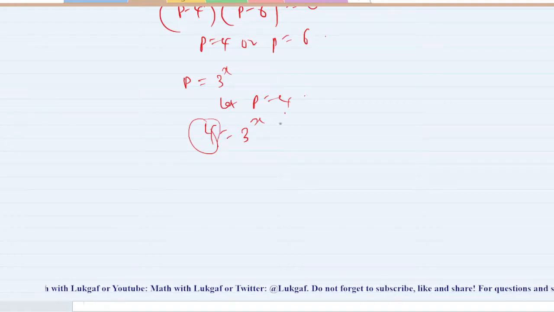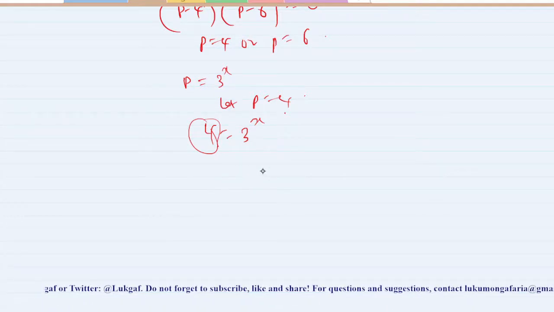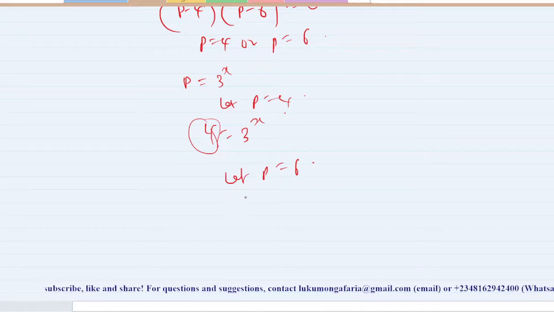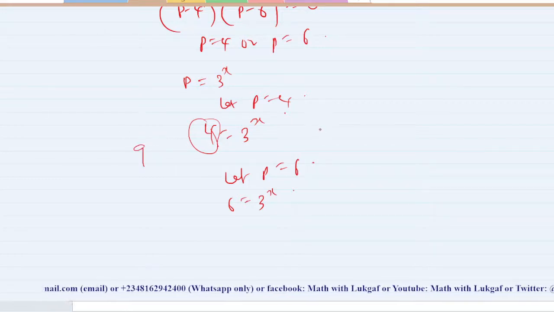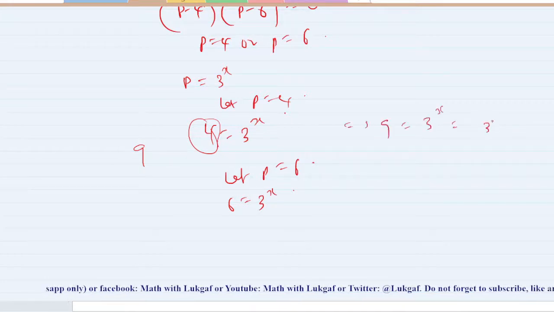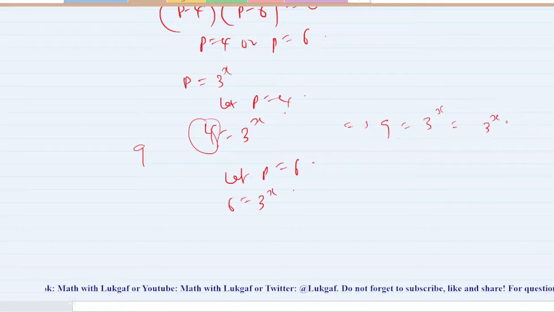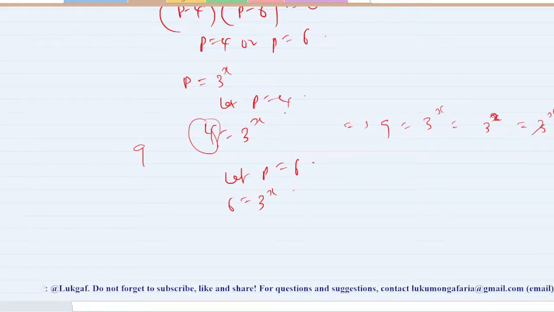Sorry, the question, I took it offhand. So likewise, for p is equal to 6, then you are going to have 6 is equal to 3 raised power x. But suppose instead of 4 here, suppose I have like 9, for example. You can just equate the base. That will give you 9 is equal to 3 raised power x. So that's going to give you 3 squared is equal to 3 raised power x. Then your x is equal to 2.